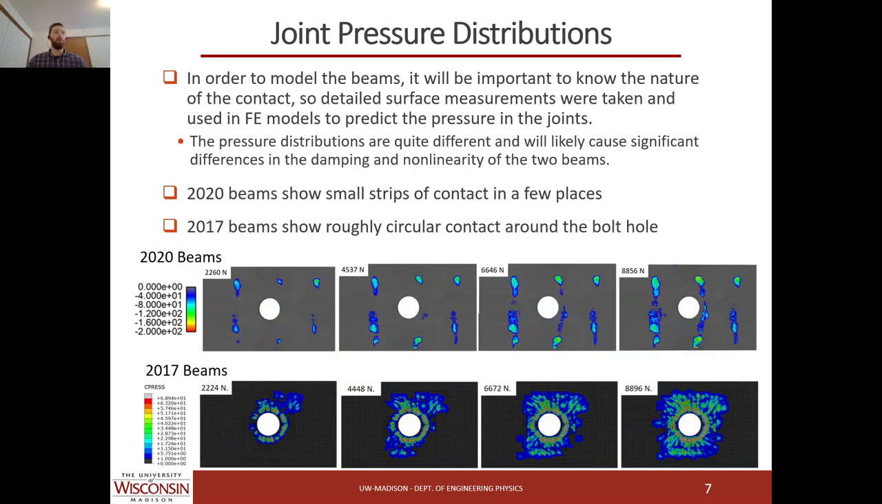And then when we go and find the pressure distribution within the joint as preload increases, we see for the 2020 beam, we get about 3 strips of contact in here, which makes sense because we saw a little bit of waviness on the actual measurements before. And for the 2017 beam, since it was quite a bit flatter, we end up seeing something really different. We see that all the contact is really just focused around the bolt hole in there. And this will go to explain some of the discrepancies that we'll see later when we get to the nonlinear damping and frequency results.